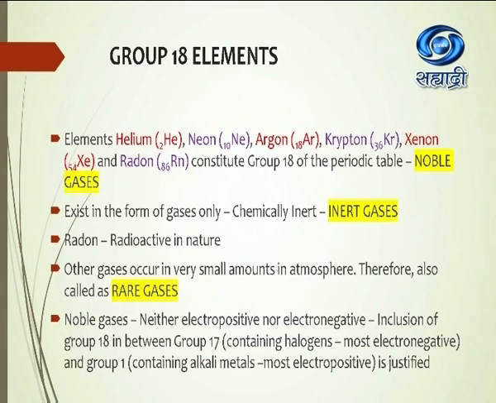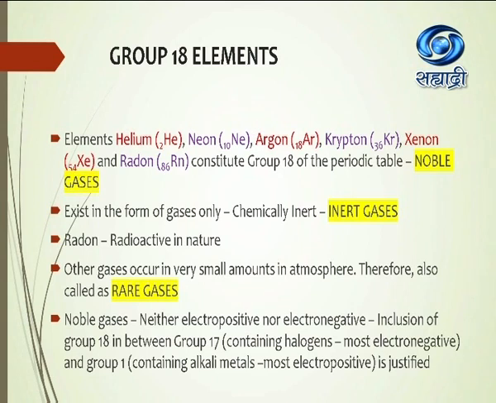or inert gases. Now amongst these elements, radon is radioactive in nature. Other gases occur in very small amounts in the atmosphere, and therefore one more name for these gases, that these gases are also called as rare gases. Rare gases. So three names: noble gases, inert gases and rare gases.